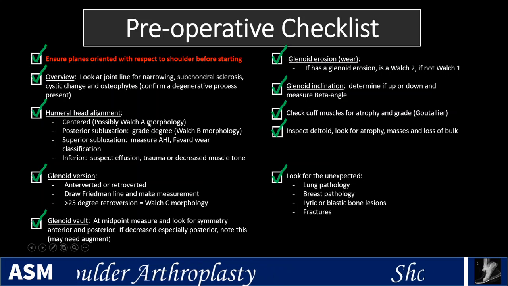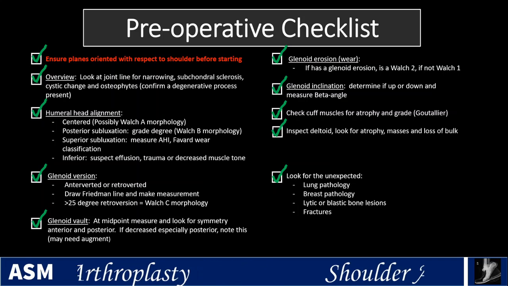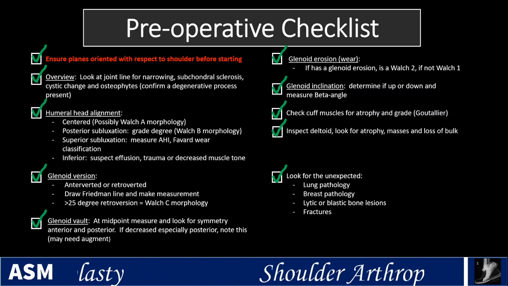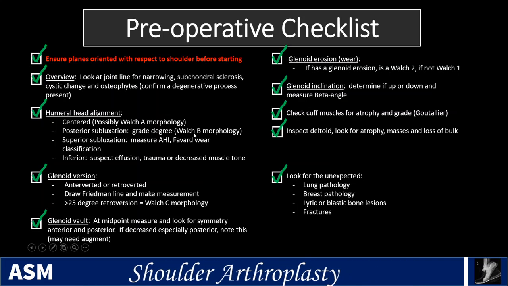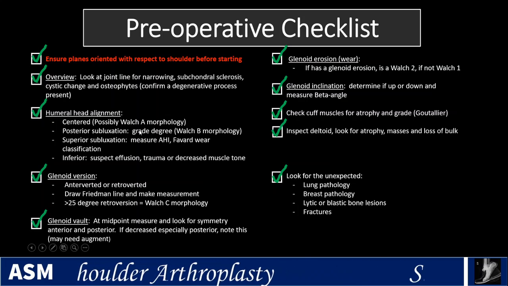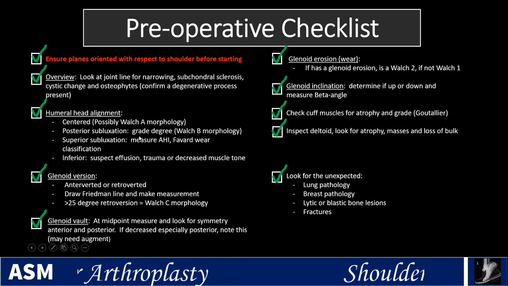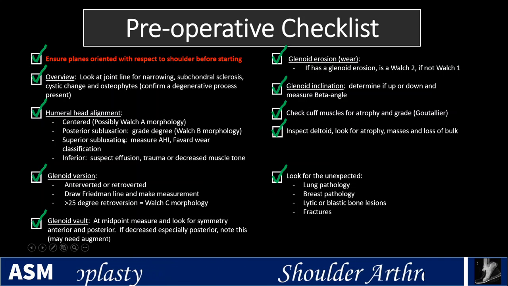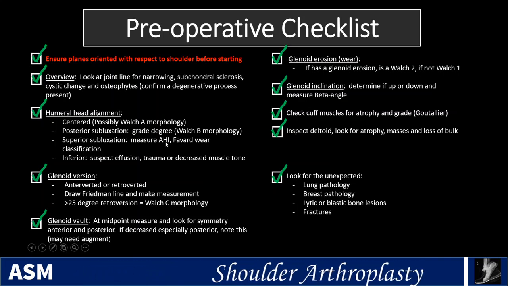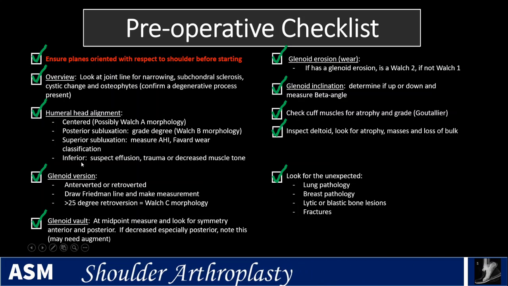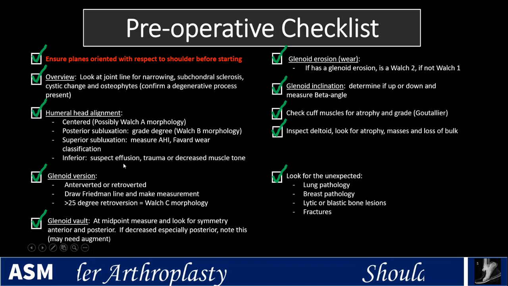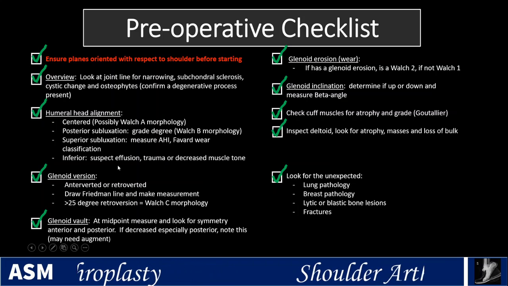Keep in mind that the amorphology may be seen in inflammatory arthritis as well, specifically rheumatoid arthritis. Posterior subluxation, Walsh B morphology, you want to grade the degree of posterior subluxation. If there's superior subluxation or migration, measure the acromial-humeral interval. If you can, give a Favard wear pattern. And then if it's inferior, suspect effusion, trauma, decreased muscular tone.